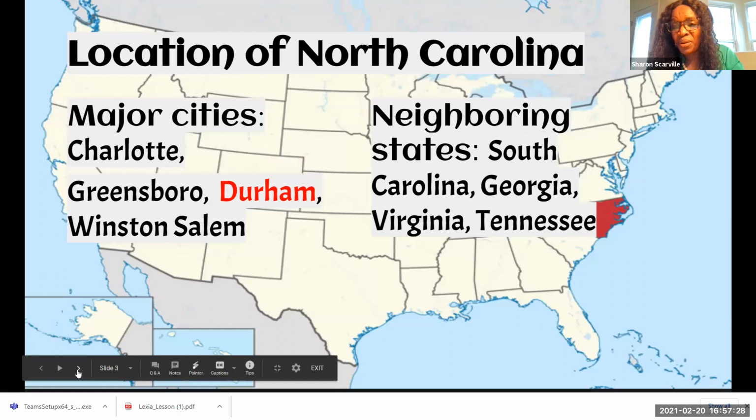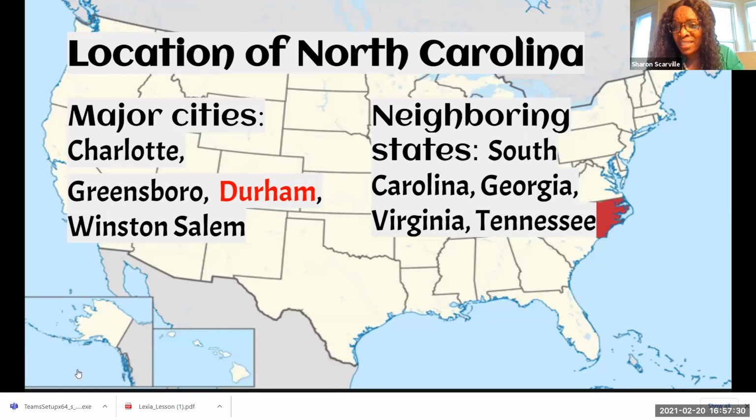The location of North Carolina. As you can see, this is a map of the United States of America. And there are major cities in North Carolina: Charlotte, Greensboro, Durham, Winston-Salem. They're all major cities in North Carolina. And there are neighboring states. Those are states that are surrounding the state of North Carolina, which is South Carolina, Georgia, Virginia, and Tennessee.